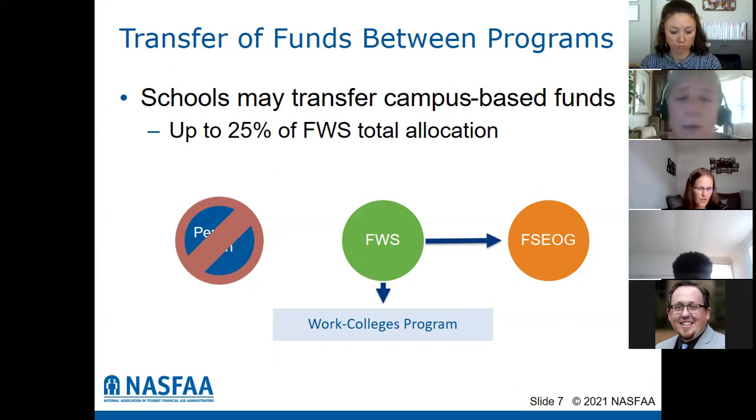Okay, so then we'll talk about transferring from federal work study to SEOG. The Department of Ed allows a transfer of 25% of the total federal work study allocation to the SEOG program. There is an exception to this, however: there must be an allocation for both federal work study and SEOG, and offers have been made for both programs during the award year.